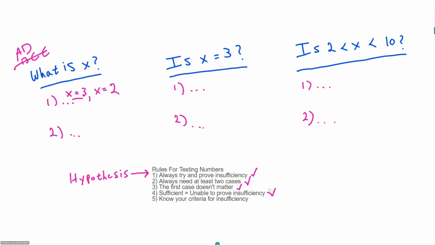You really would have been better off just guessing and saving that time if you can only come up with 1 example. You need to at least get to your second example, or at least have a chance of proving anything. And the last thing to keep in mind is you need to know your criteria when you are trying to prove insufficiency. So let's take a look at a different question. If instead of saying what is X, our question says, is X equal to 3? So again, if I plug in some number and I get X is equal to 2 for my first output.